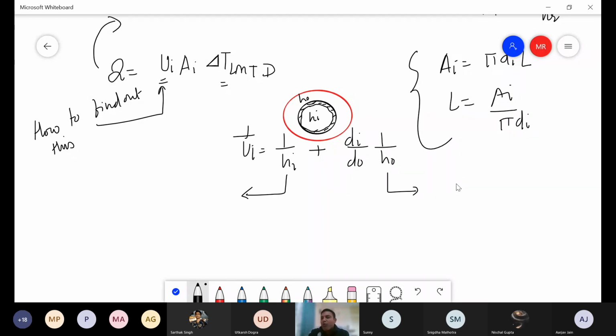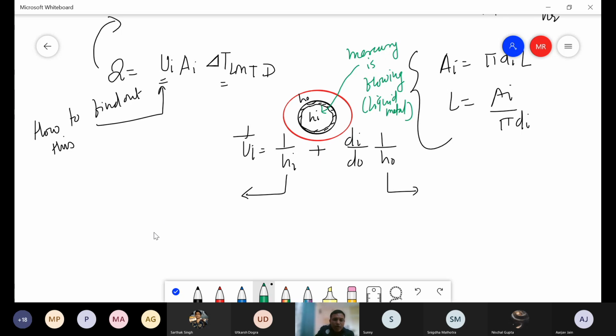So now what is happening inside this tube? Inside this tube, maybe I'll show by a different color, mercury is flowing. What is mercury? Mercury is a liquid metal. For a liquid metal, we have a different correlation.